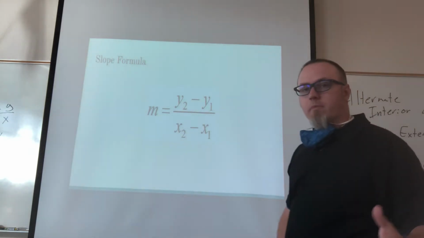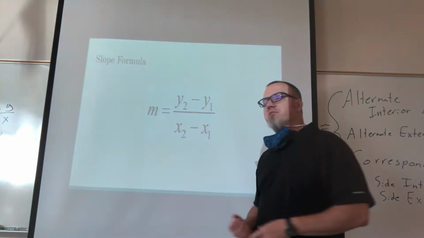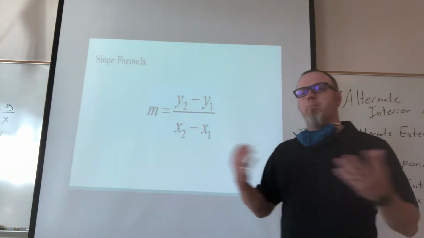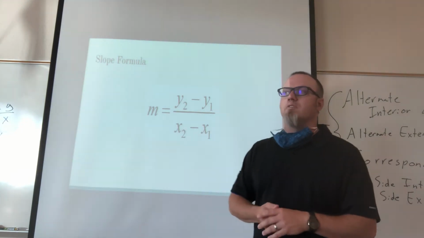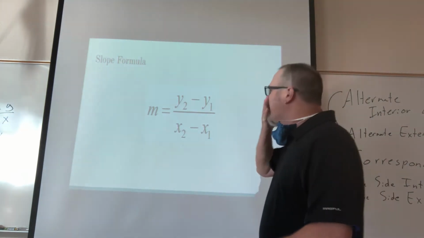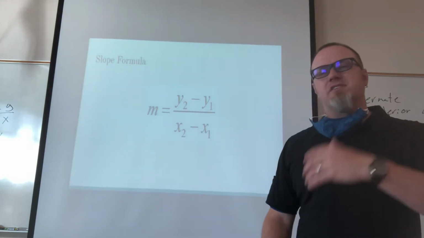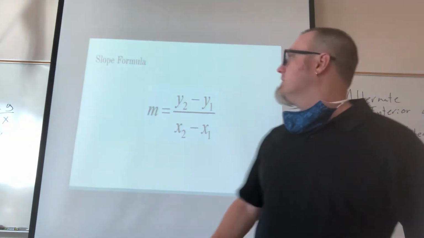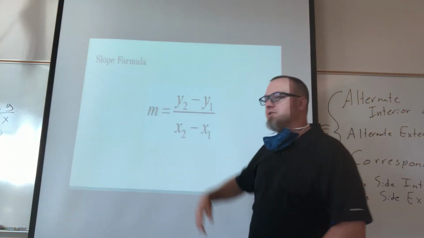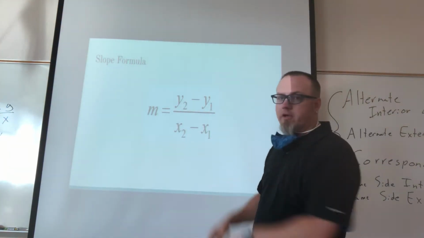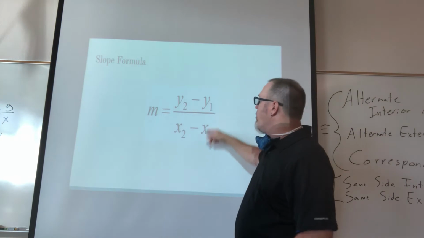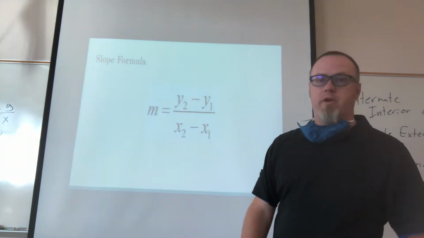The slope formula is here. I'm not a big fan of this one, but it is important to understand that the formula does apply. Again, it shows you the change in y over the change in x. It just does it in a very specific manner. It talks about y2 and x2. That is your second point on your graph. And then y1 and x1, that is your first point on your graph.